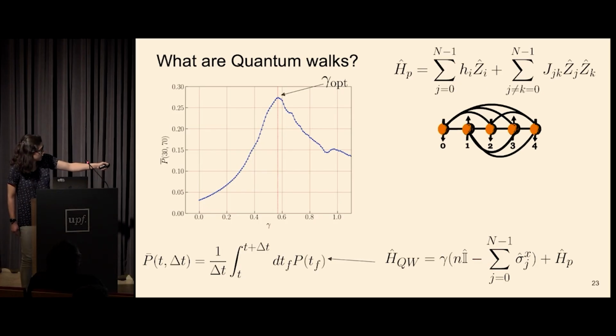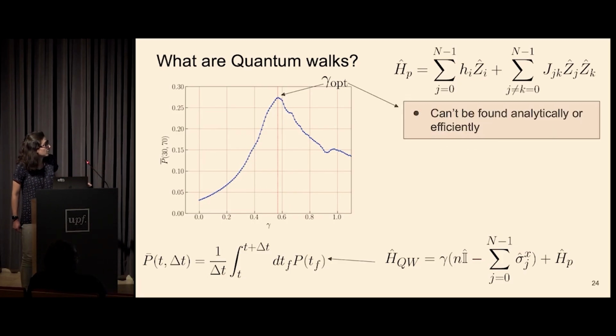So instead of our marked state problem, we now have an Ising model problem, which we would like to find the ground state of. We repeat the same evolution over time with our quantum walk Hamiltonian, finding the finite time success probability, and then we plot this again versus this gamma parameter, and we see, similarly to the toy problem, we again have this behavior where we have a peak in our success probability at this value of optimal gamma. However, differently to the toy problem, this value of optimal gamma can no longer be found analytically or efficiently.